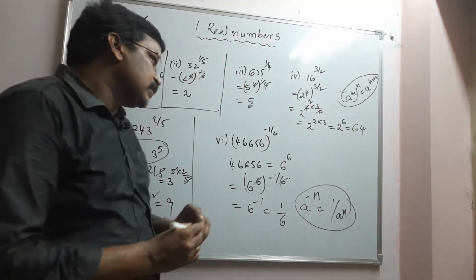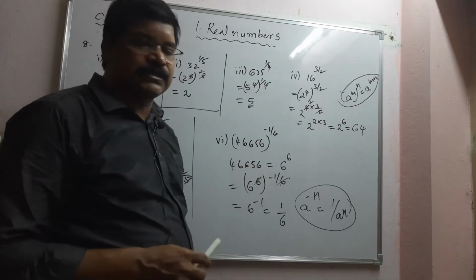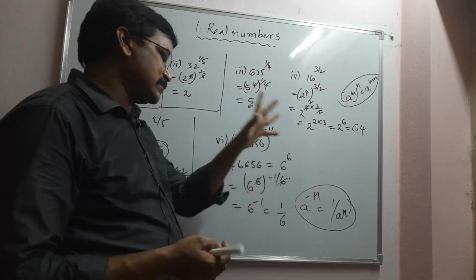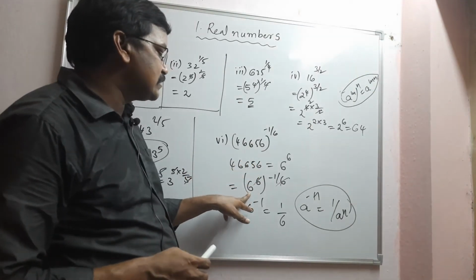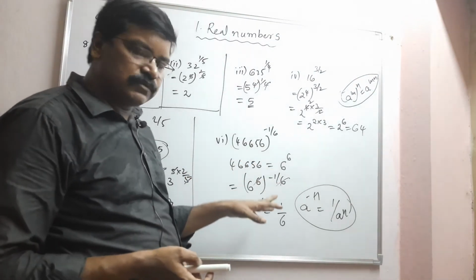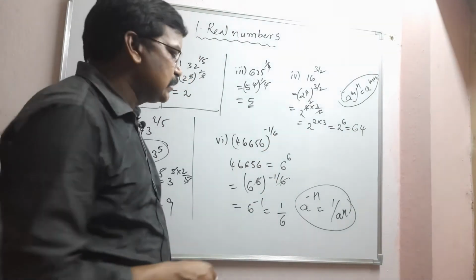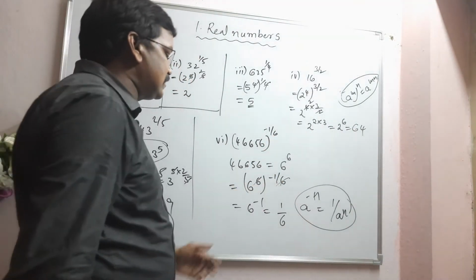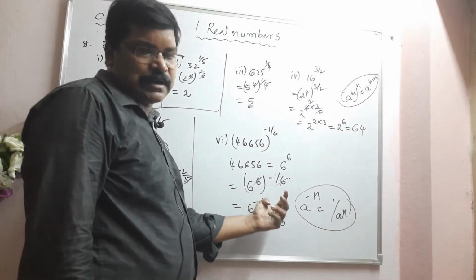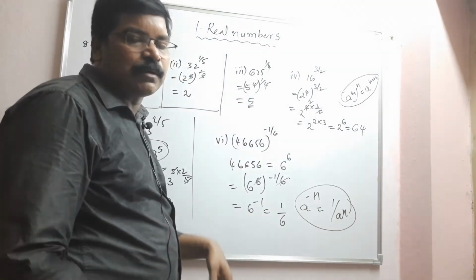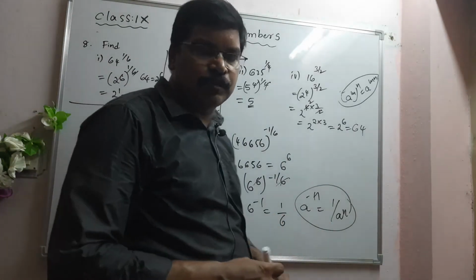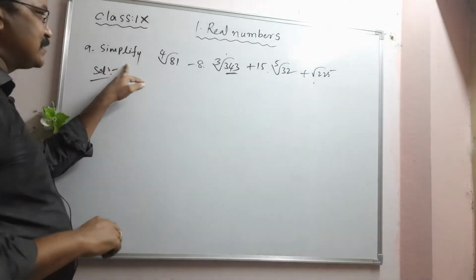Shall I repeat? This 46,656 can be written as 6 to the power of 6. So instead of this 46,656, we can write it as 6 to the power of 6 whole to the power of minus 1 by 6. Here 6 and 6 get cancelled. Finally, 6 to the power of minus 1 will be there. So 6 to the power of minus 1 means 1 by 6, using a to the power of minus n.